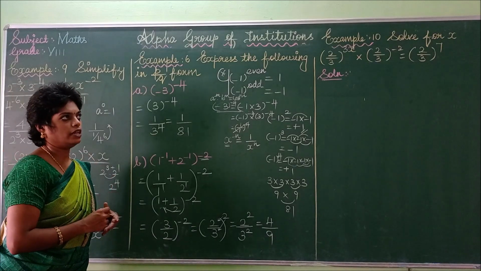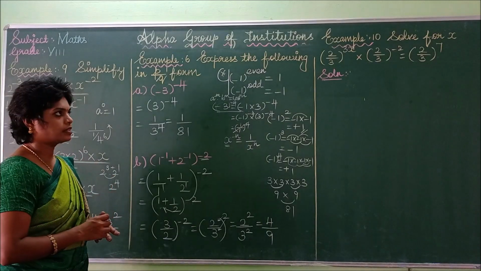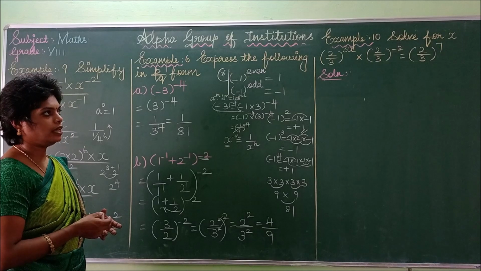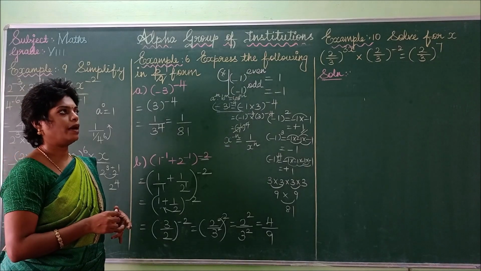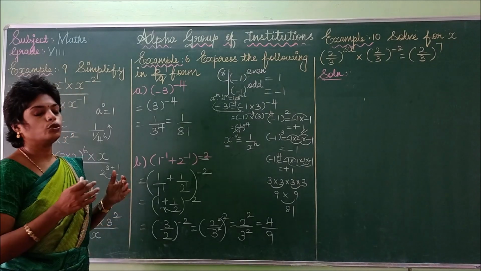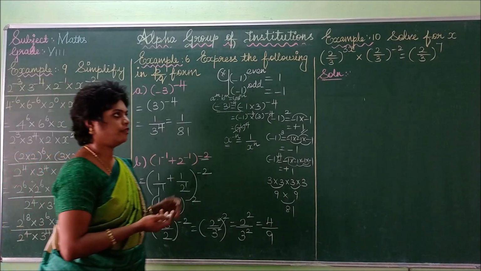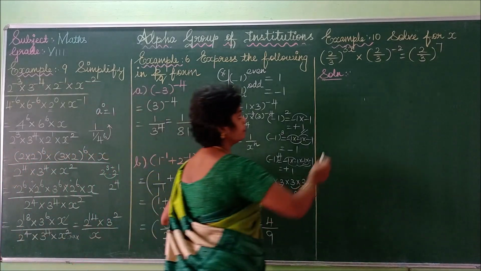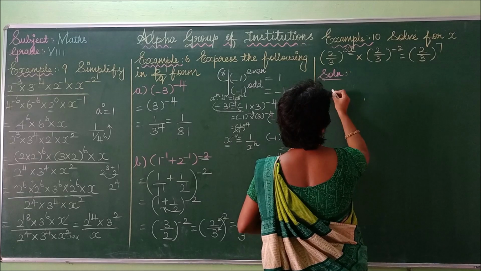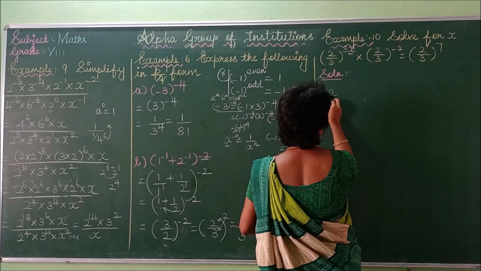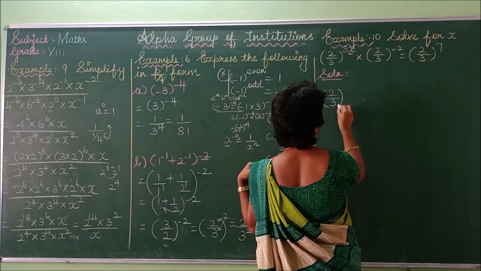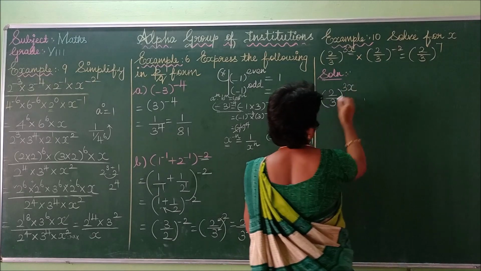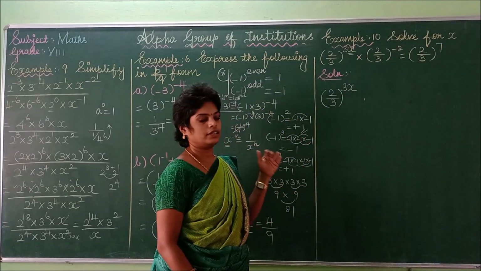Example number 10. Solve for x: 2 by 3 whole power 3x into 2 by 3 whole power minus 2 equal to 2 by 3 whole power 7. From this you have to find the value of this x. So first write what is that? 2 by 3 whole power 3x. 2 by 3 whole power 3x.